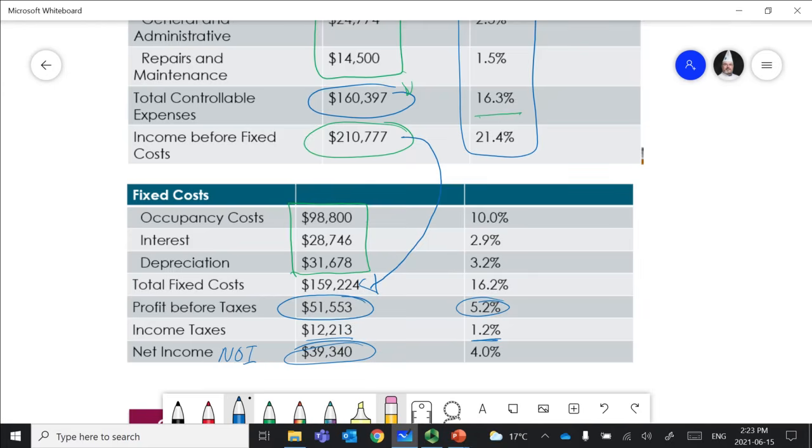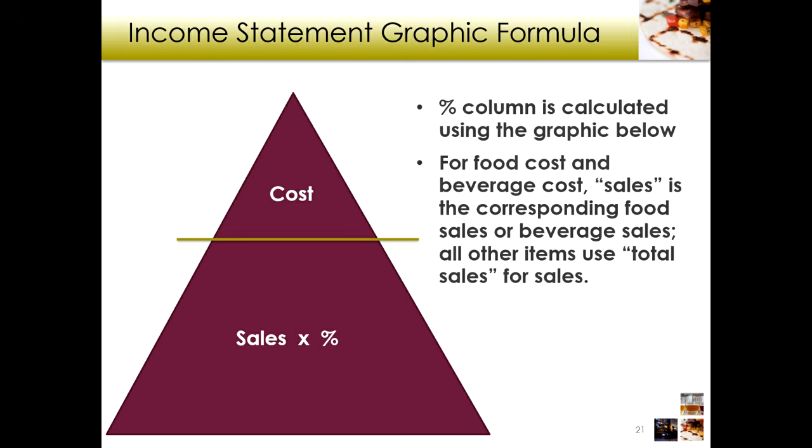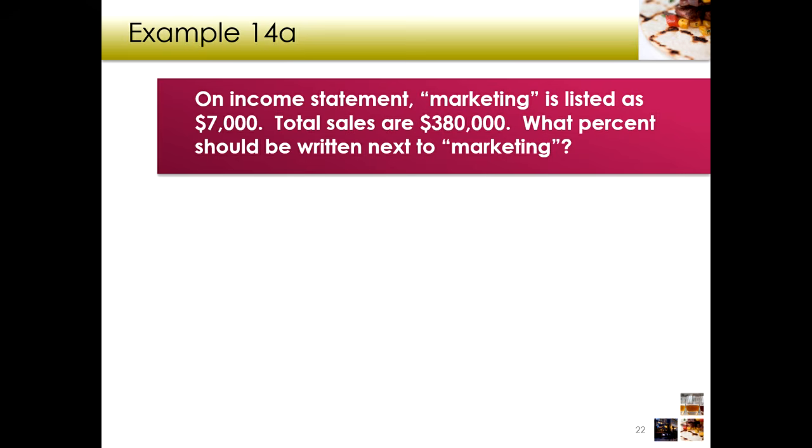That's not bad, right? Okay, so just to go over, all those percentages that we calculated are just like this triangle, right? If it's occupancy cost divided by sales gives us our percentage amount, right? The caveat, and I'm going to say this again because people make this mistake, is food cost and beverage cost need to be based on their respective sales, not on total sales. Food cost needs to be calculated on food sales, and beverage cost needs to be calculated on beverage sales. Okay? All right.